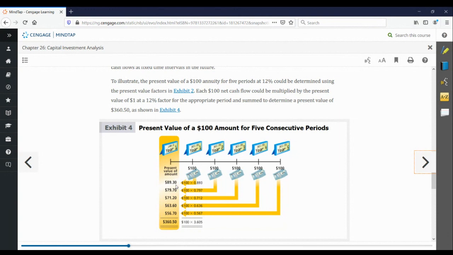$89.30. So what they're saying is, I want to receive $100 at the end of each year for 5 years. What am I going to have to invest to be able to do that? And so they're looking at 1 year at a time here, but technically the total amount that you would have to invest at the beginning of the time period would be $360.50. If we could invest $360.50 and earn interest at 12% over a 5-year period, we would be able to get $100 out of this investment each year for 5 years.